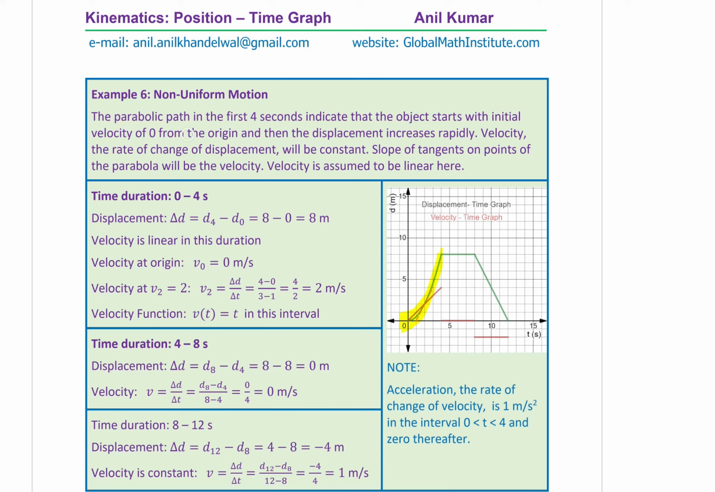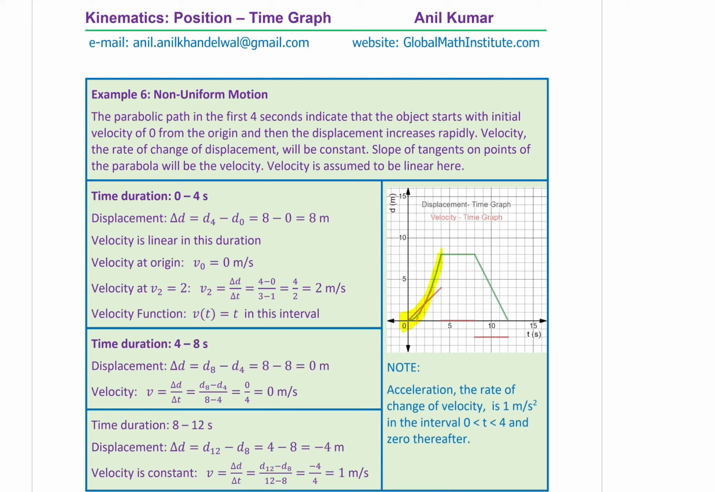A parabolic path in the first 4 seconds indicates that the object starts with an initial velocity of 0 from the origin, and then displacement increases rapidly. Velocity, the rate of change of displacement, will be constant. The slope of the tangent at points of the parabola will be the velocity. Velocity is assumed to be linear here, correct? So we'll assume linear velocity in this particular case.